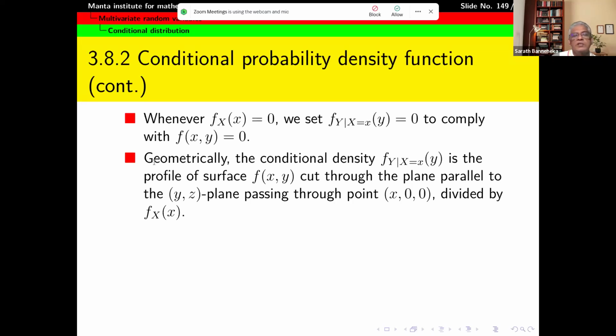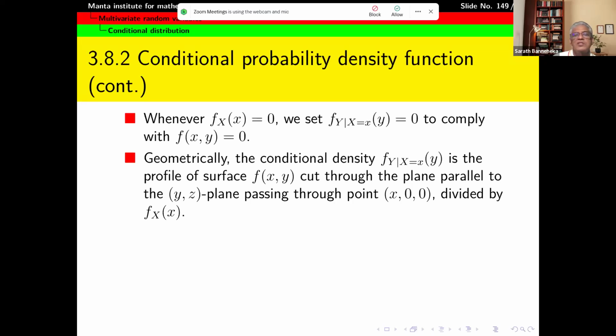Geometrically, the conditional density function f_{Y|X}(y|x) evaluated at y is the profile of the surface f_{X,Y} cut through the plane parallel to the yz plane passing through the point (x0, 0), that is, if you consider it in the three-dimensional plane, divided by f_X(x). So what does this mean? This is the explanation of the geometrical picture, right?